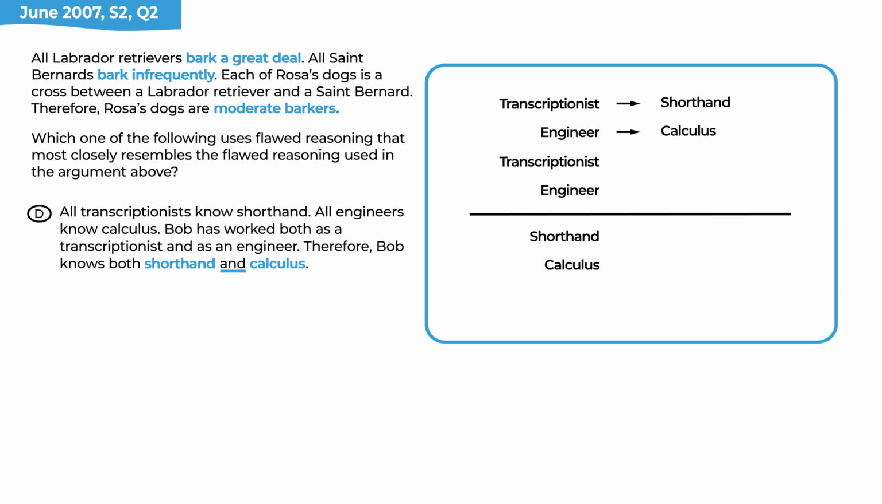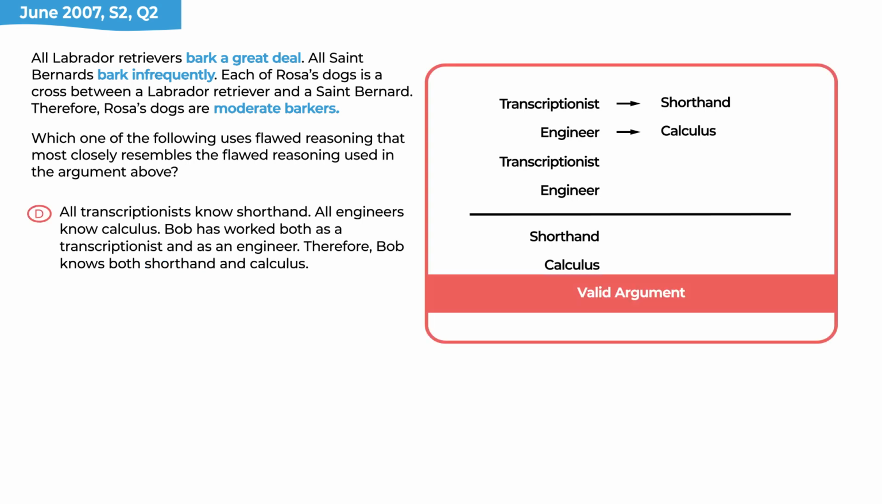So again, we have actually the same situation in D as we did in C. We have a couple of rules. We meet the triggers of those rules. They go on to conclude the outcome of those rules. This is a perfectly valid argument, meaning it has the wrong validity and we can get rid of it.